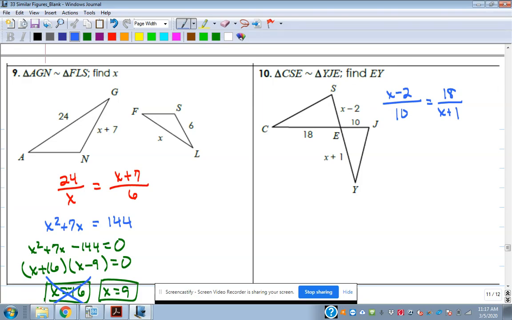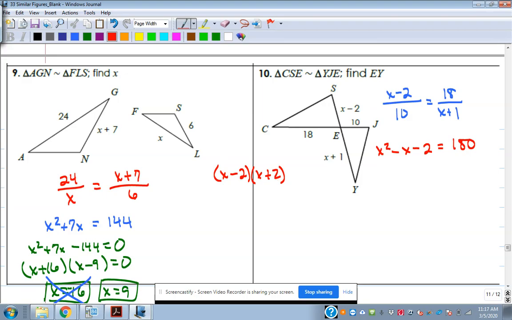And then we cross multiply. So when I multiply those two together, that's what it turns into. X squared minus x minus 2. So multiplying those two binomials together.